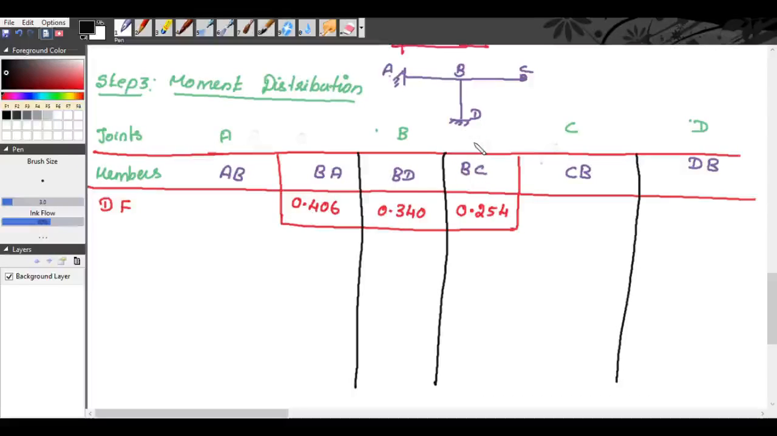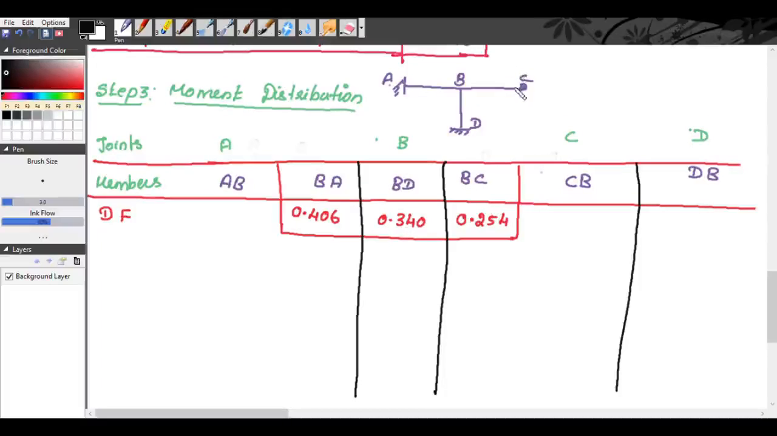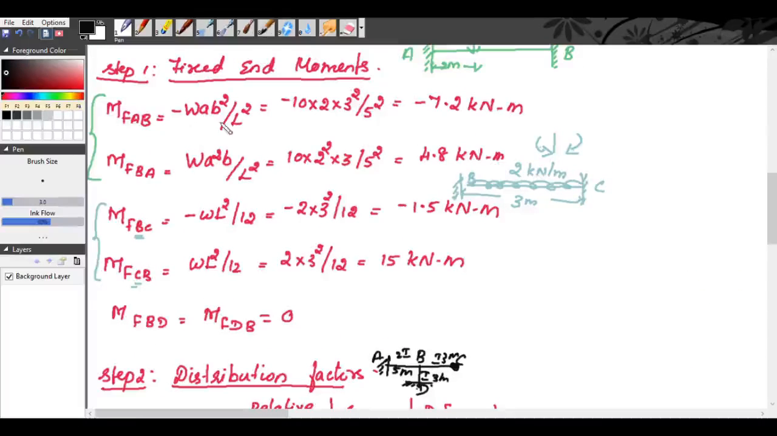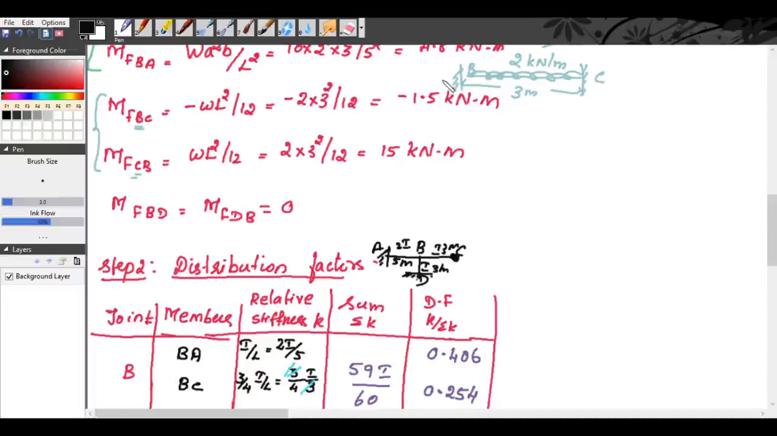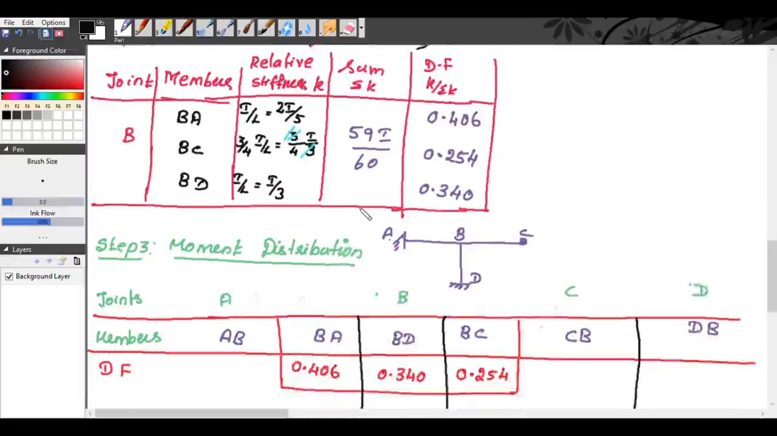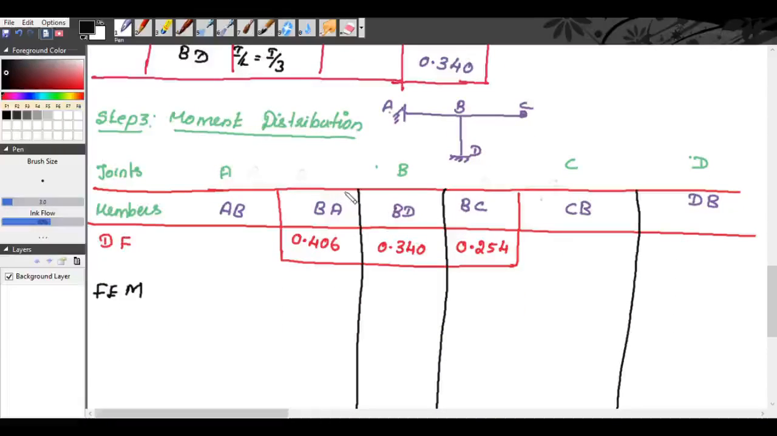Now, we have one end as simple support. C is a simple support. So first of all we will write the fixed end moments. We have determined our fixed end moments in the first step. That is M of AB is minus 7.2 kilonewton meter.